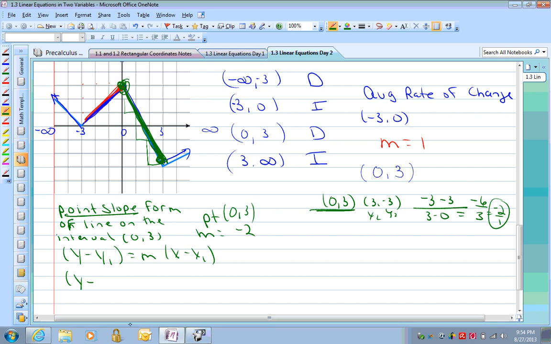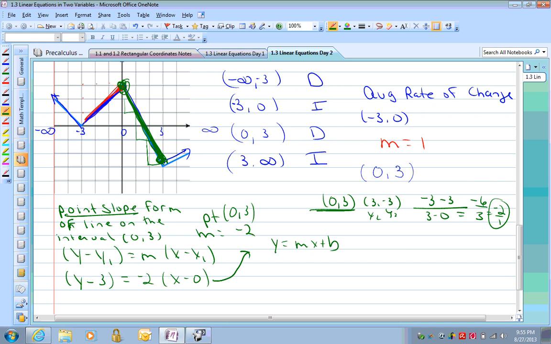So let's plug in. Our y value is 3. So we have y minus 3 equals the slope of -2, and we would have x minus 0. All right, so there's our point-slope form. Let's change our point-slope form into slope-intercept form, which is y equals mx plus b. That means we need to isolate y.